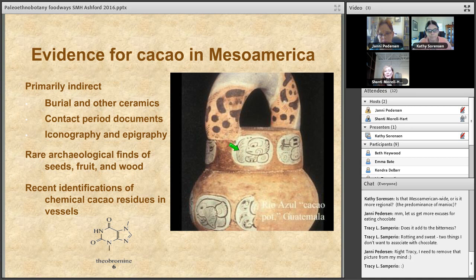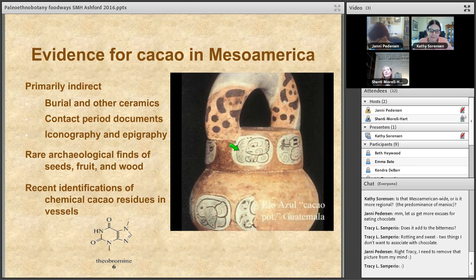So many epigraphers are rolling in their graves right now. Yes, thank you. That glyph right there. Oh man, that was the worst epigraphic description ever. Anyway, so you've got that glyph, which represents cacao. It's actually the phonetic pronunciation of cacao, represented by that set of glyphs.